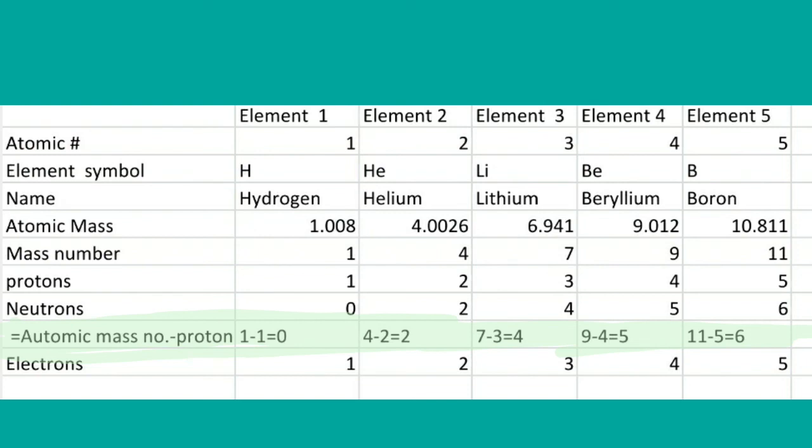Electrons. As said, the value of protons and electrons will be the same. Here we put 1. Likewise, the same method is followed for all the elements.